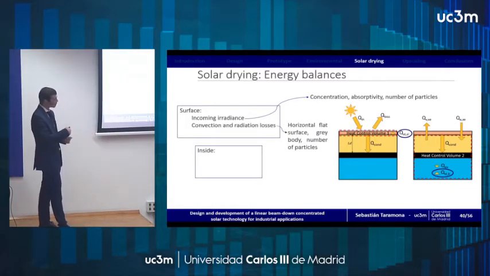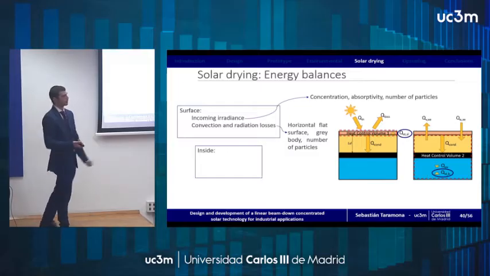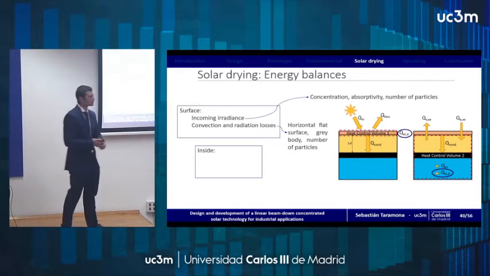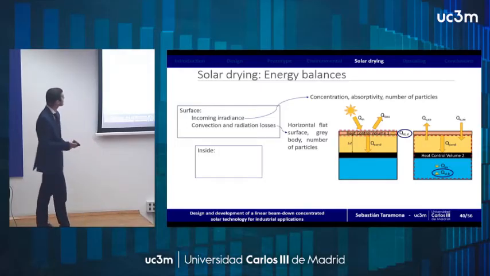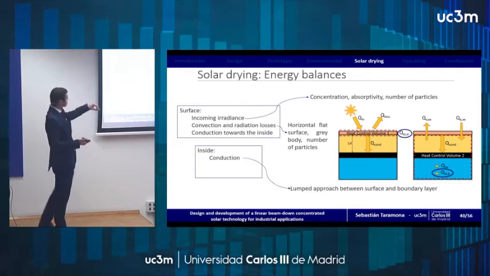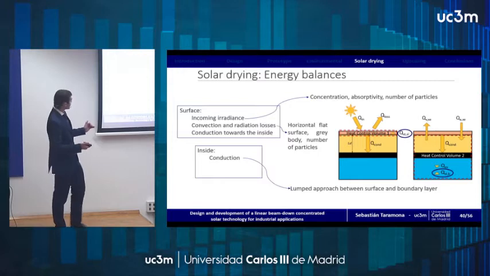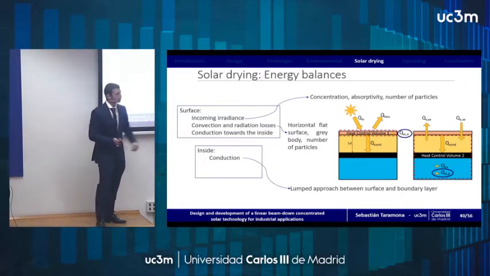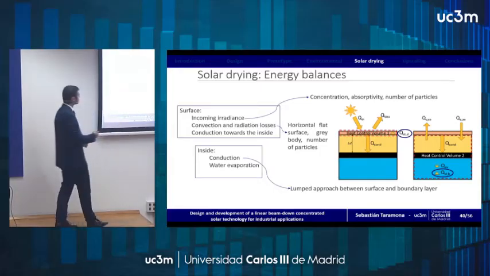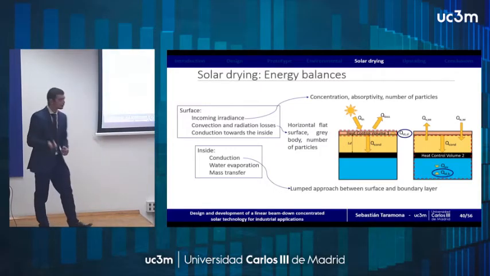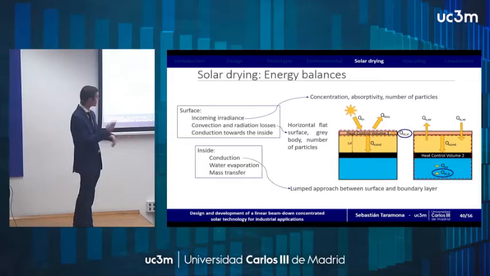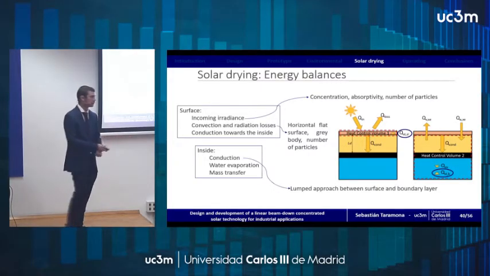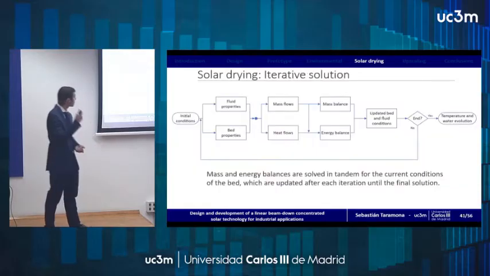And for the convection losses, we once again will be assuming a horizontal flat plate, and we'll be assuming that the particles behave as a gray irradiative body. Then we also have to take into account the conduction towards the inside. There we'll be using a lumped approach between the surface layer and the boundary layer. And finally, we also have to take into account that the water evaporation and the mass transfers with the exterior take a fraction of the heat that could be used to heat up the bed.